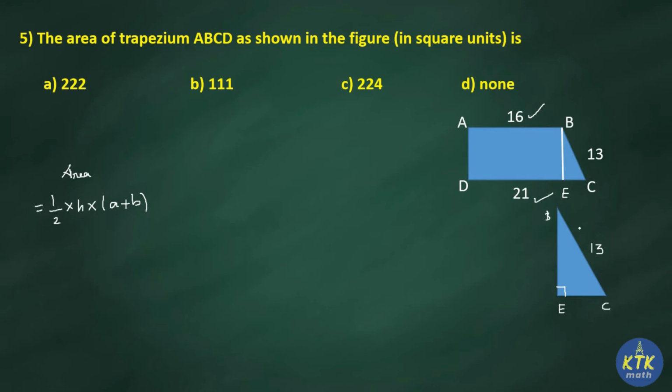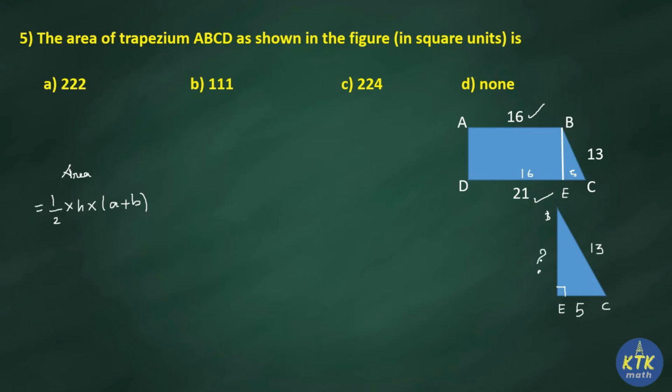Just compare the diagram: AB is 16, DC is 21. So this ABED is a rectangle. Opposite sides are equal, so this length is 16. That is, DE is 16, which means the remaining will be 5. So 16 plus 5 is 21. In a rectangle, opposite sides are equal. So DE is 16 and the remaining distance will be 5. So the base of this right angle triangle is 5 now. Now I need to find this distance BE.